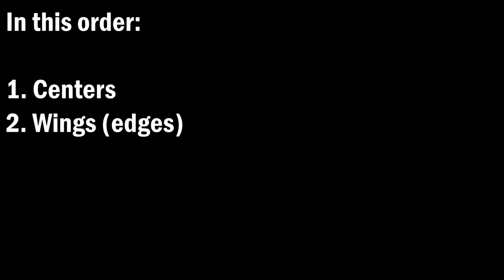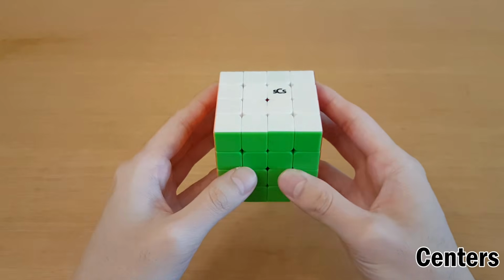So I'm going to teach it in this order: centers, and then wings, and then corners. The reason it's done in this order is because if you do not solve in this order, then you may mess up other things with the parity algorithms. Okay, so the first thing we'll learn to solve is the centers, and we need letters for them.